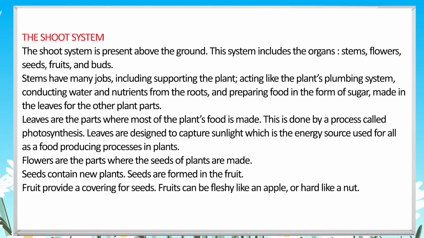Flowers are the parts where the seeds of plants are made. Seeds contain new plants. Seeds are formed in the fruit. Fruit provides a covering for seeds. Fruits can be fleshy like an apple or hard like a nut.